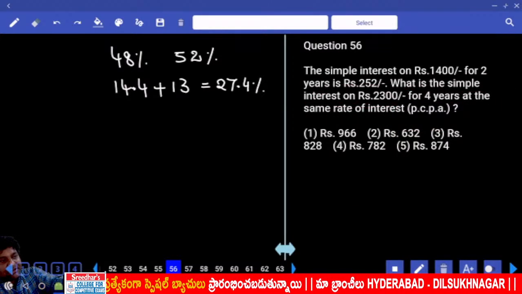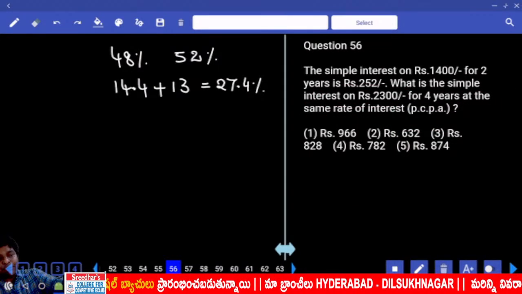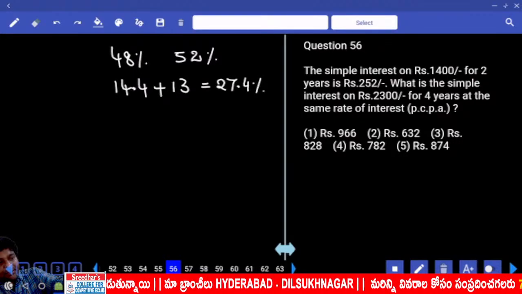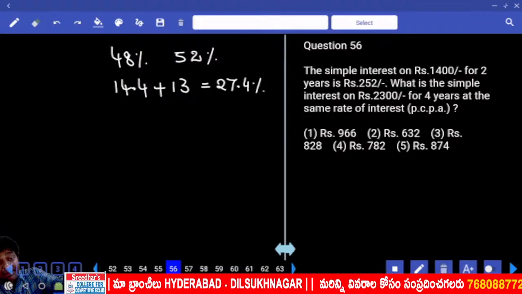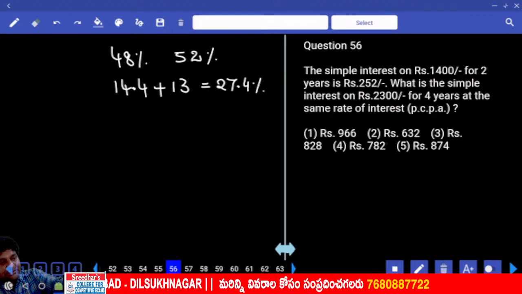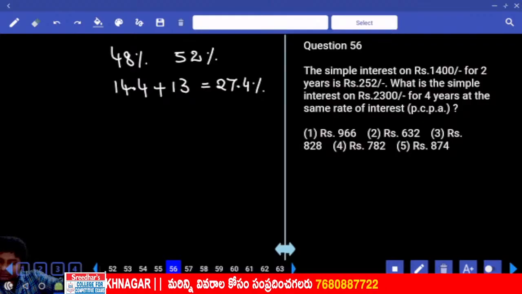The simple interest on 1400 for 2 years is 252. What is the simple interest on 2300 for 4 years at the same rate of interest?